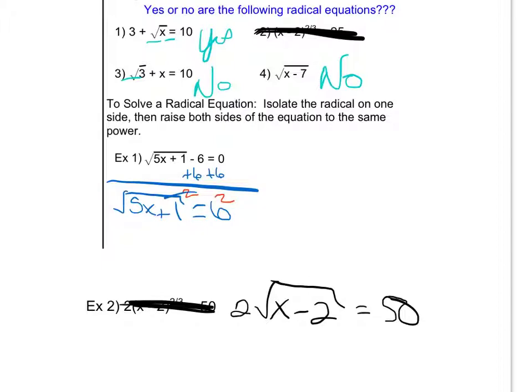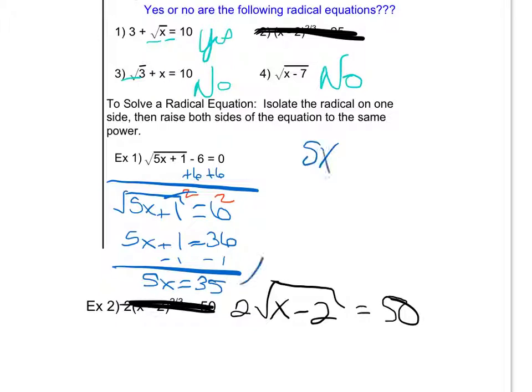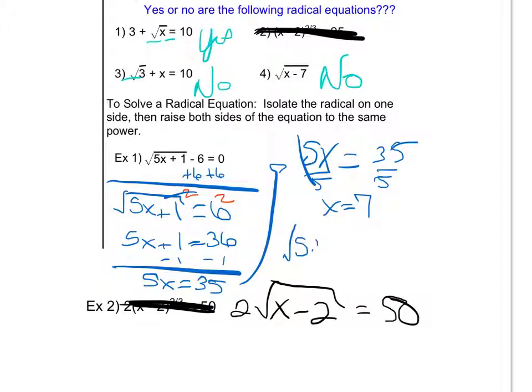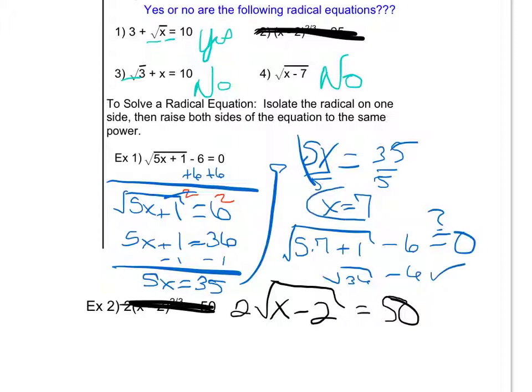My square and square root cancel, leaving me with 5x plus 1. 6 squared gives me 36. I subtract 1. I get 5x equals 35. I then, going up here because I'm out of room, divide by 5, and I get x equals 7. If I check my answer, does 5 times 7 plus 1, then subtract 6 equal 0? Well, that gives me the square root of 36 minus 6, and you bet that equals 0. So my solution is x equals 7 for this first problem.